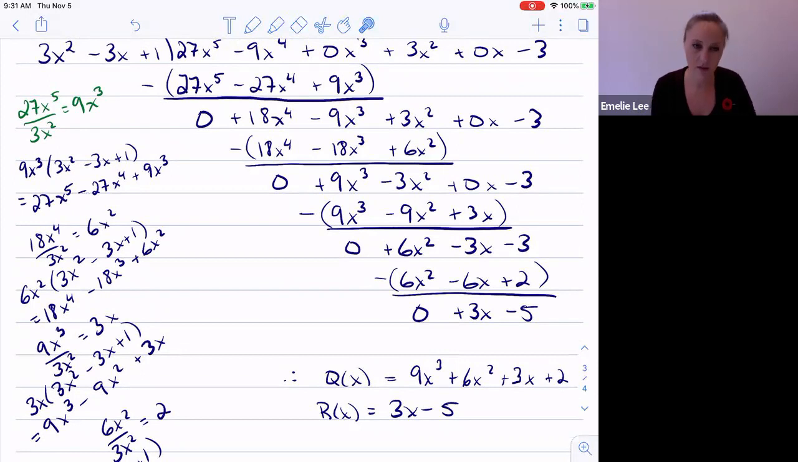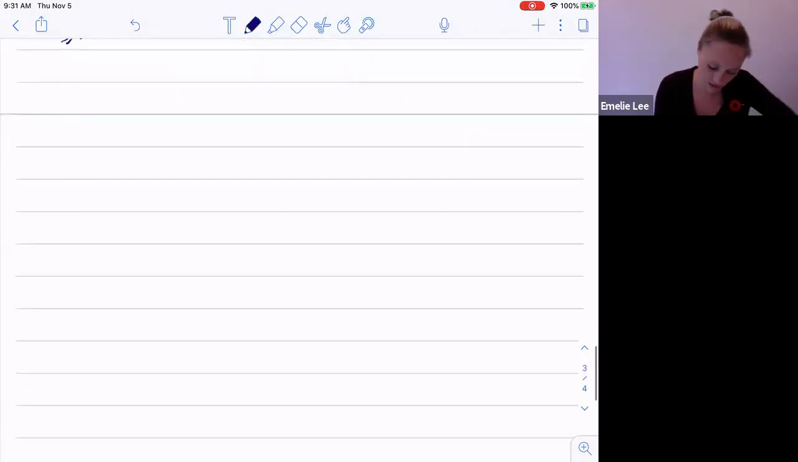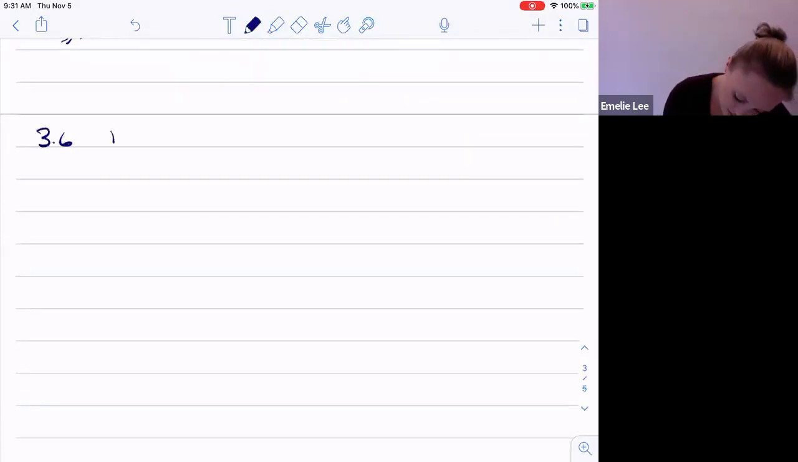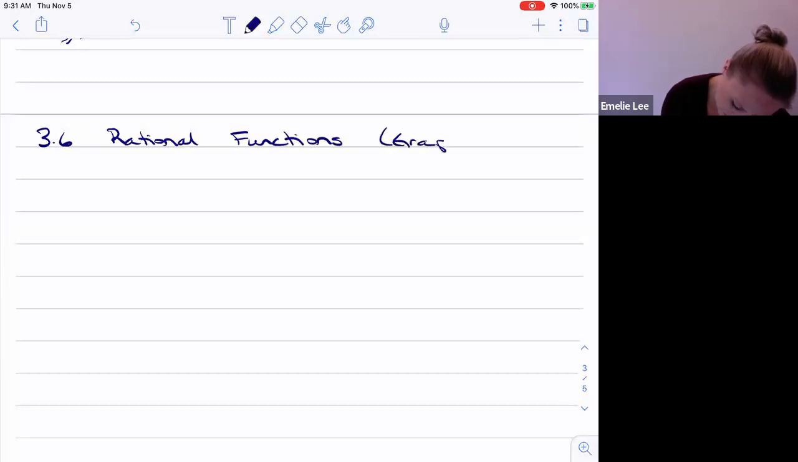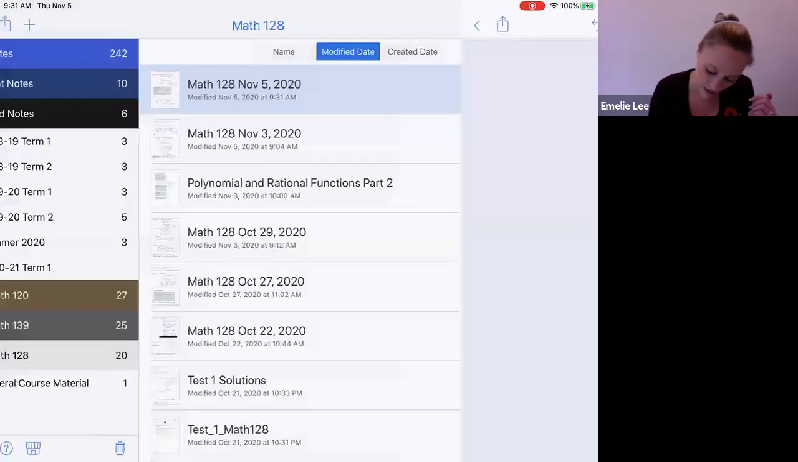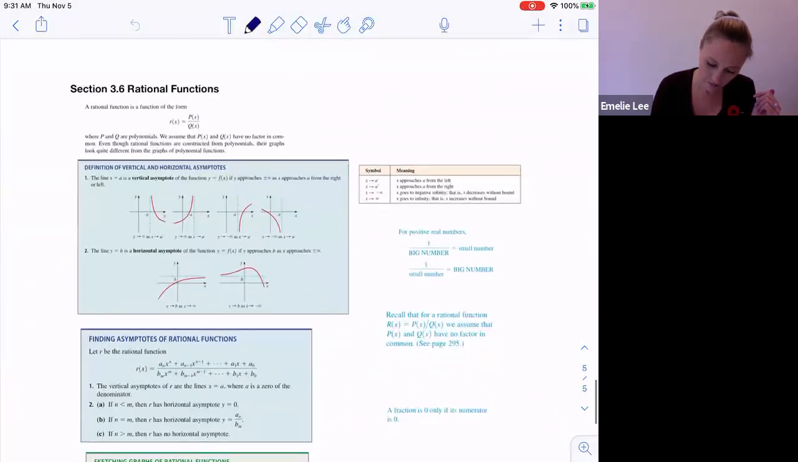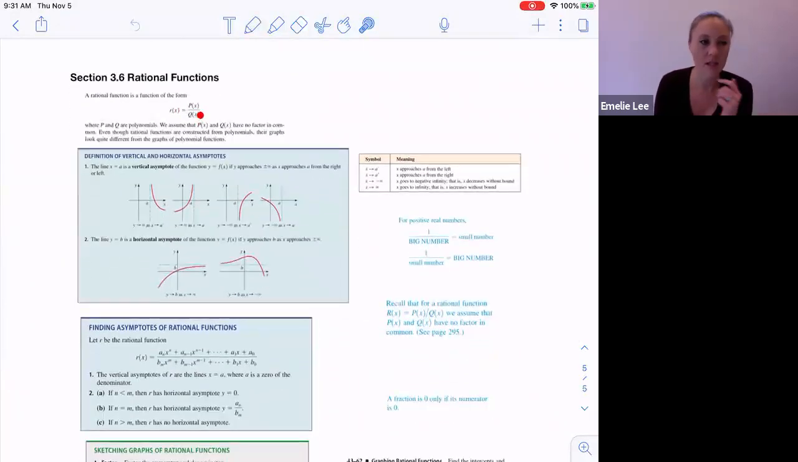All right. Then let's go to section 3.6. 3.6 is on rational functions. And we're going to focus on graphing rational functions. We've already talked about rational functions. A rational function is a polynomial over a polynomial. So a rational function is something like p of x over q of x, where p and q are polynomials.